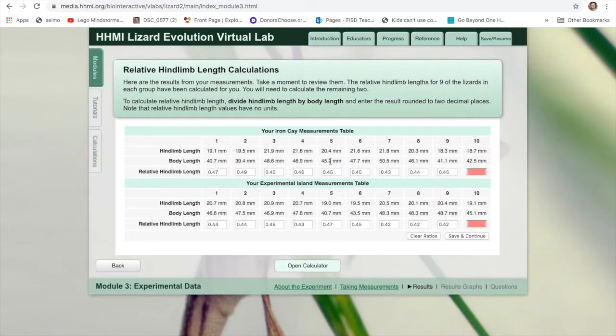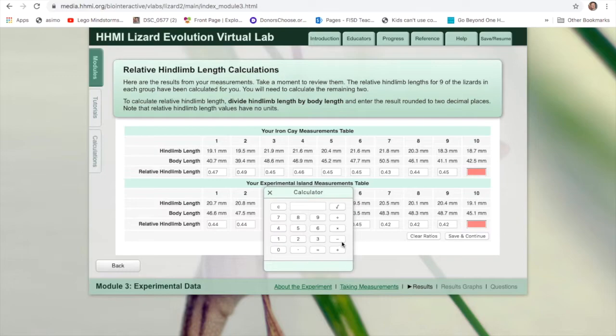I have to do the last ones here. So 18.7 for my measurement. Your measurement might be different, so make sure you check what your measurement is. 42.5, and that is 0.44.